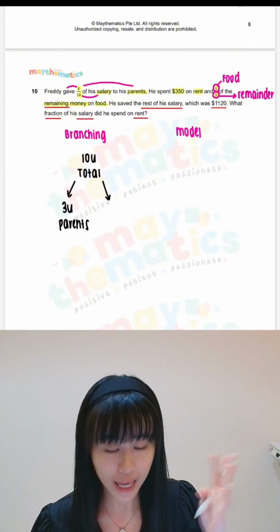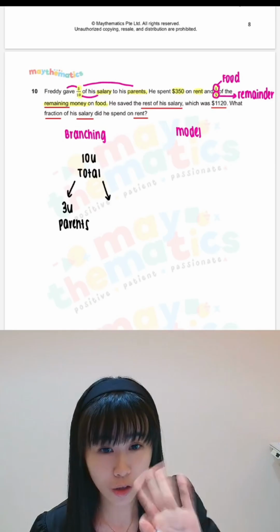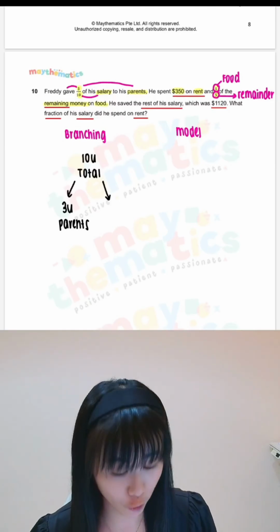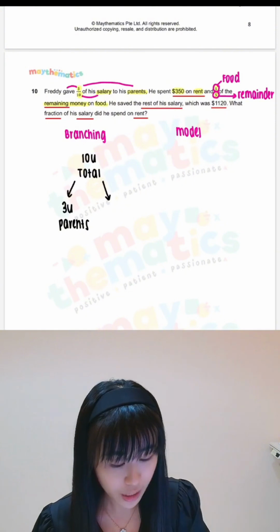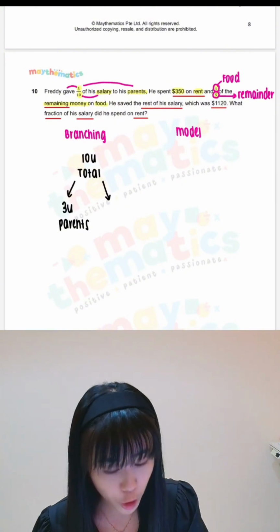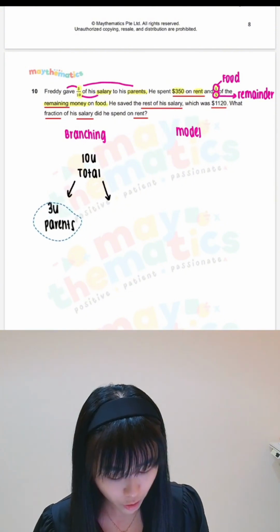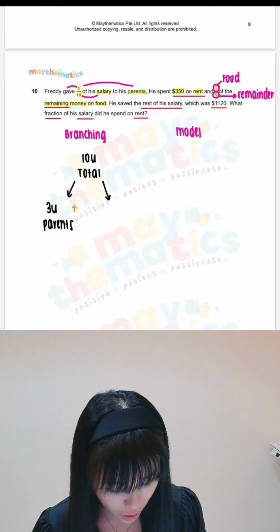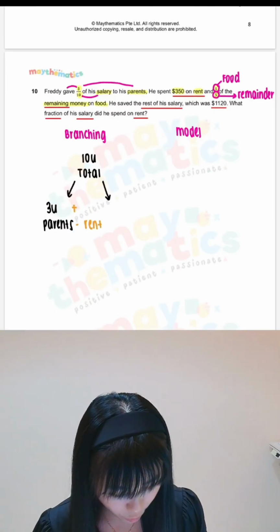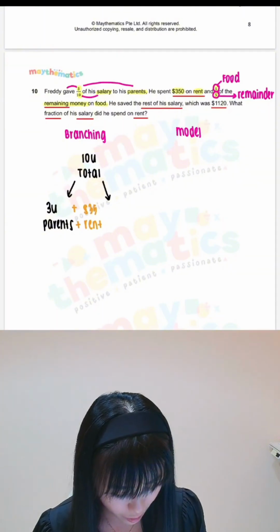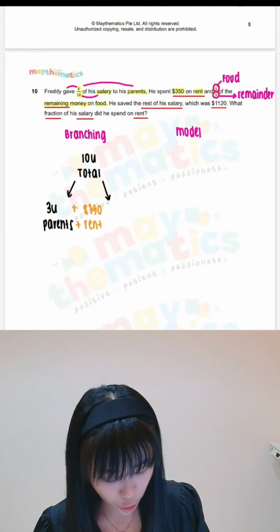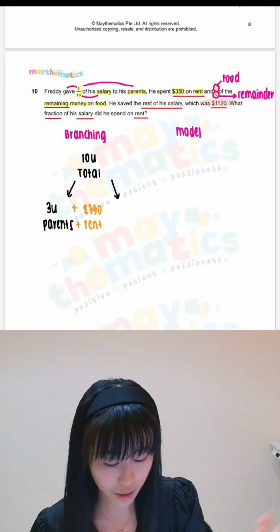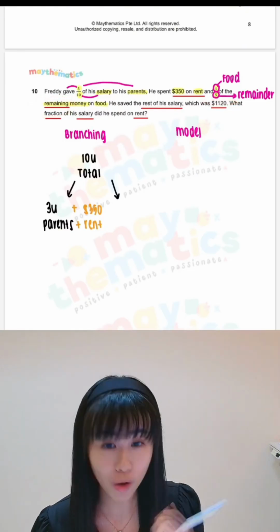So when you take 10 minus 3, it's not the remainder yet, because over here they say he spent $350 on the rent. It means after giving to the parents, there is still this component, which is the rent. So in my branching, I will park this rent together with the parents on the left side of the branching. Then I can safely say whatever is behind here is the remaining, because that's where the remaining happens.